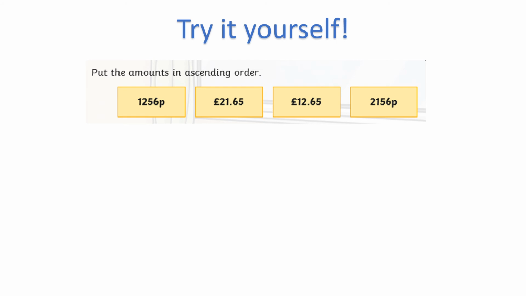Now I want you to try it yourself. Put these amounts in ascending order. Now to help you out, remember we first convert if need be. So over here we have pence and pounds. So to make it easier for yourself, you can either convert them all to pence or all to pound, and that way you can put these amounts in ascending order at the end. So convert, compare, and order. So take your time to do this and write them and show me all of your working out.